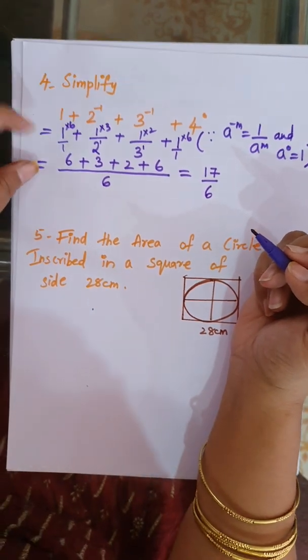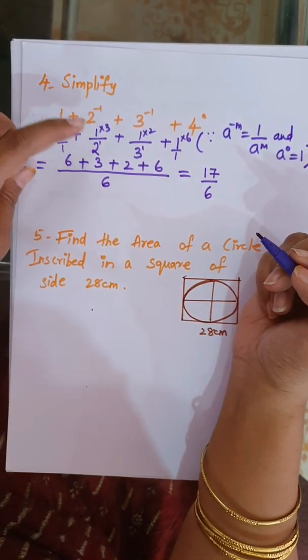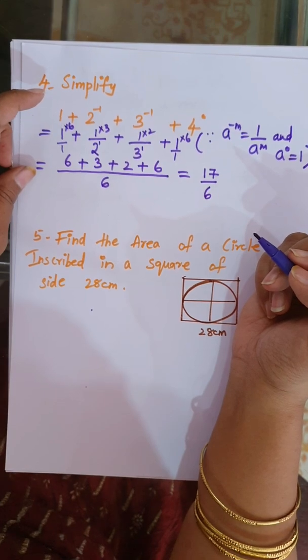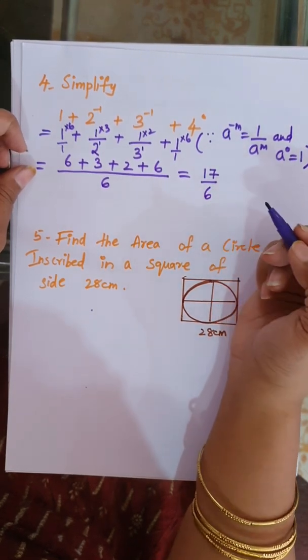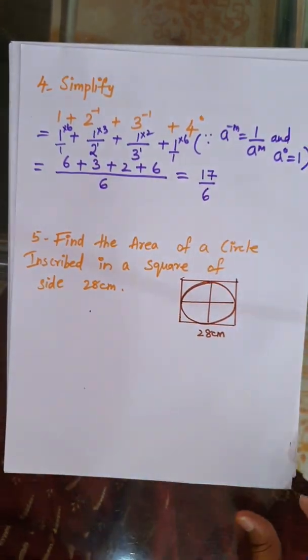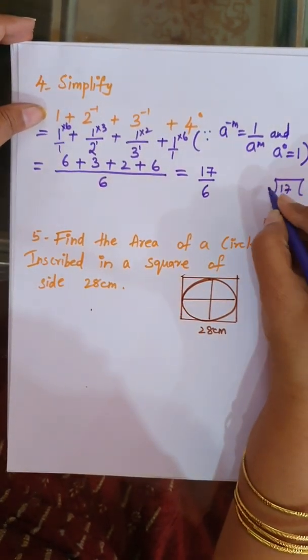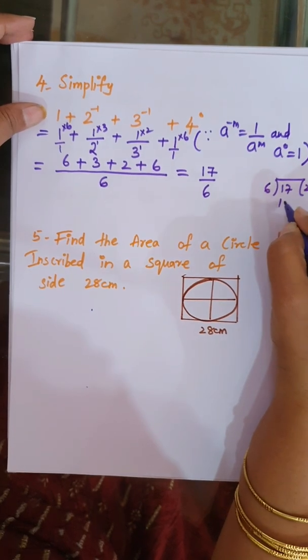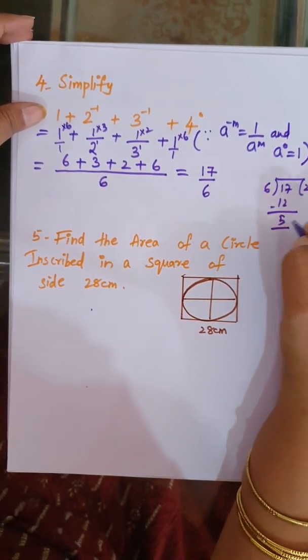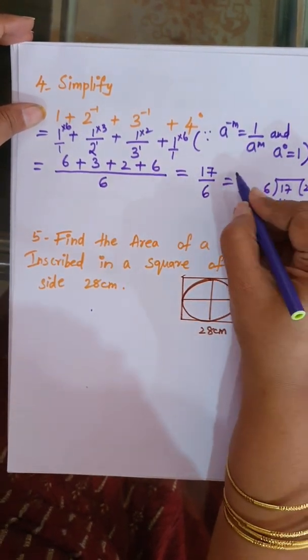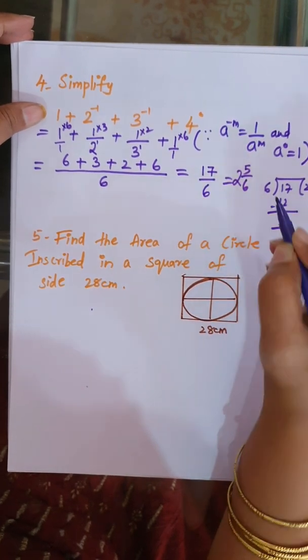17 by 6 is the answer. If you want, you can write it in mixed fraction also. 17 divided by 6: 6 2s are 12, so how many remain? 5. So it can be written as 2 and 5 by 6 also.